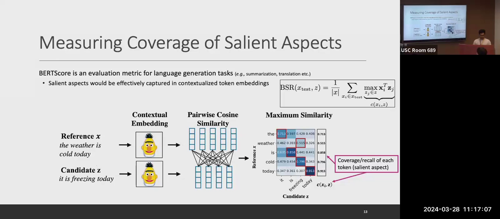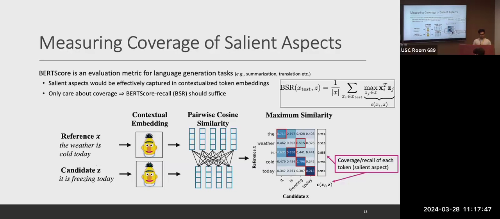The salient aspects would be very effectively captured in these contextualized token embeddings. They would not be affected by surface form issues, and also long distance, since they are able to take into account all the context. And another thing, the metric I computed here was BERTScore recall. It's the recall of the tokens in the test input. BERTScore also computes the precision by taking column-wise maximas, and then using those recall and precision computes the F1 score, which is the standard BERTScore.